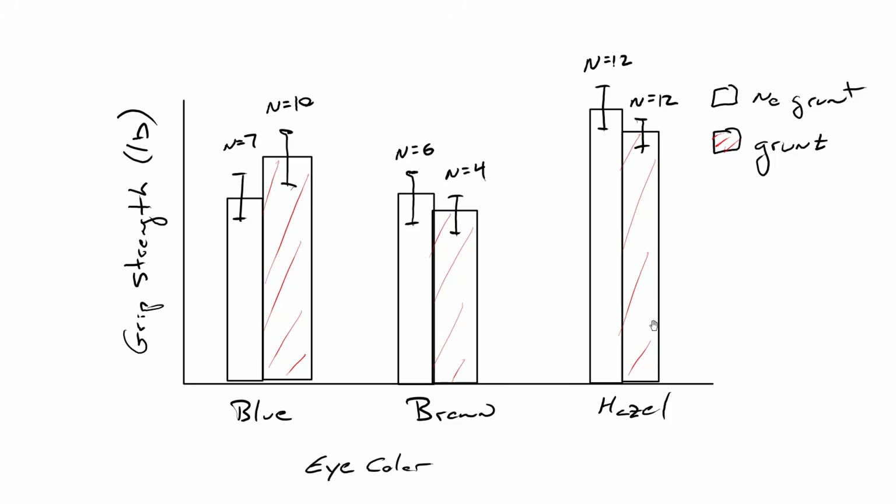To start to answer a question like this, we first need to visualize the data. Here I've plotted, the goal was to make a graph that looks like this, where we've plotted grip strength on the vertical axis, and our two factors are eye color, so blue, brown, or hazel, along with whether or not a person grunted. I've got mean values here, plus and minus 1 standard deviation. I've got the number of measurements labeled at the top of each of these bars. In my case, these are make-believe data, and I've got n ranging from 4 for brown-eyed people that grunt, all the way up to 12 for hazel-eyed people that either grunt or no grunt.